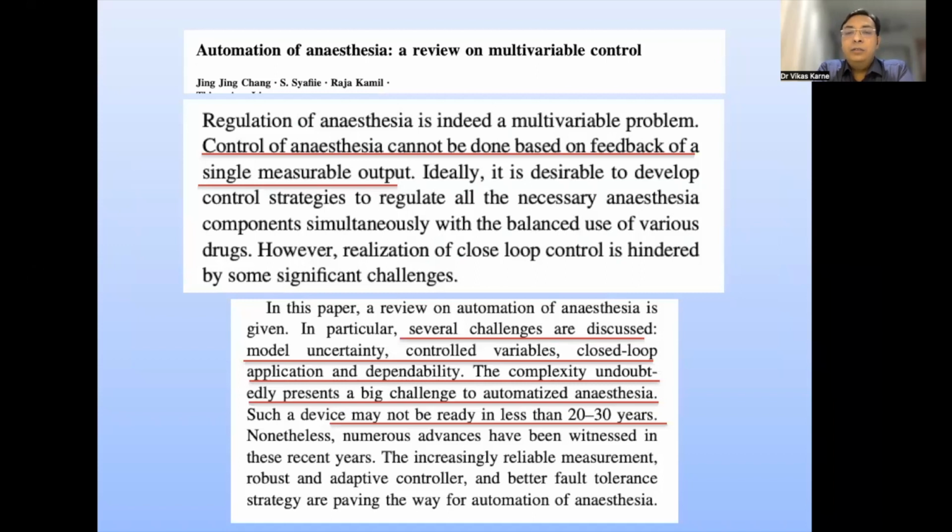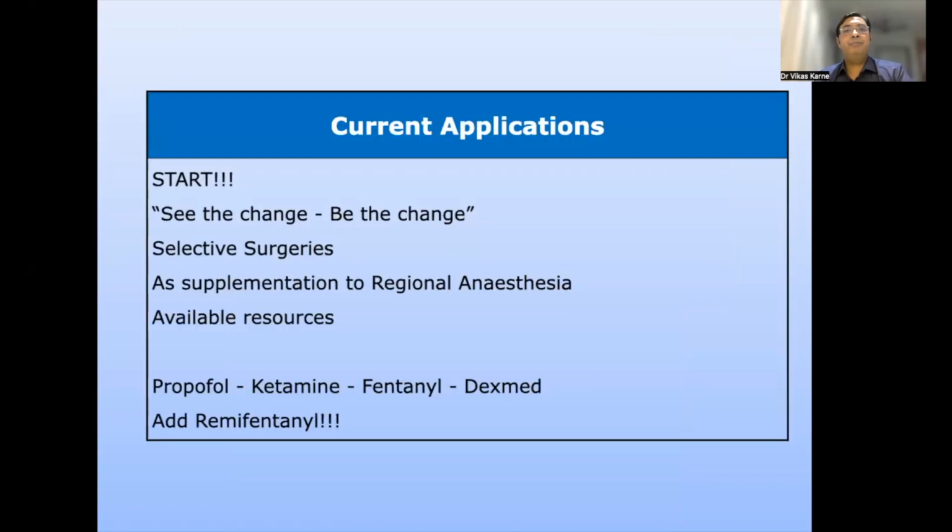This is a 2020 article again, and it says that we may not be ready for automation of anesthesia for another 20 to 30 years. But with increasingly reliable measures and robust adaptive control systems, that may happen a little earlier. So where we stand currently, to conclude, let us start to use TIVA whenever it is possible. Maybe after this presentation we can have a question and answer session where we can exchange our experiences. For us to see the change, let us be the change.